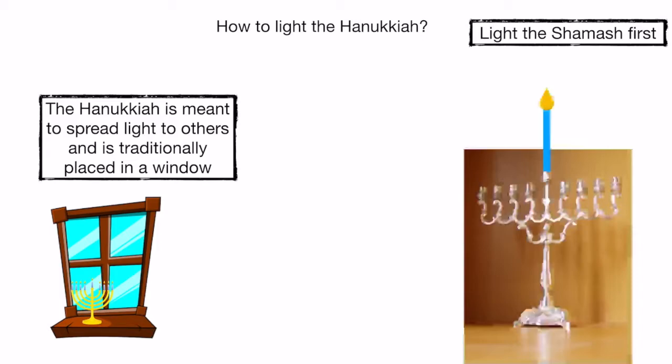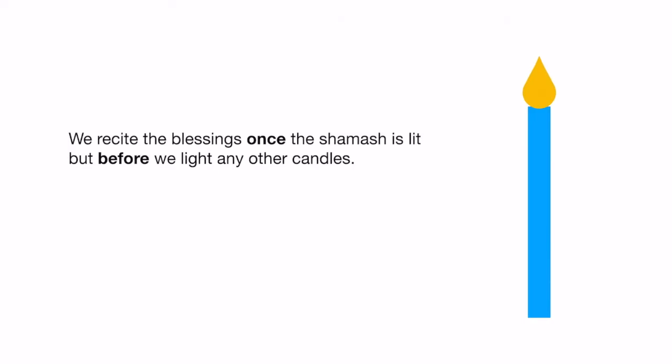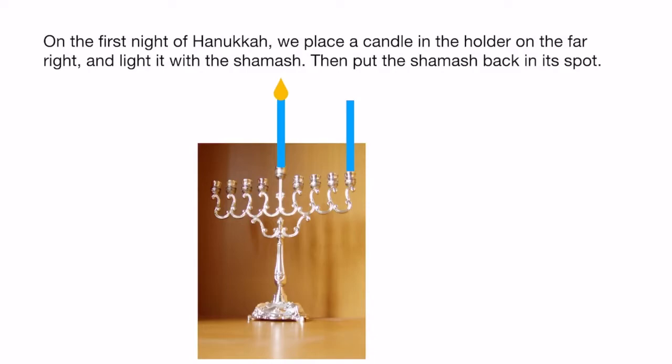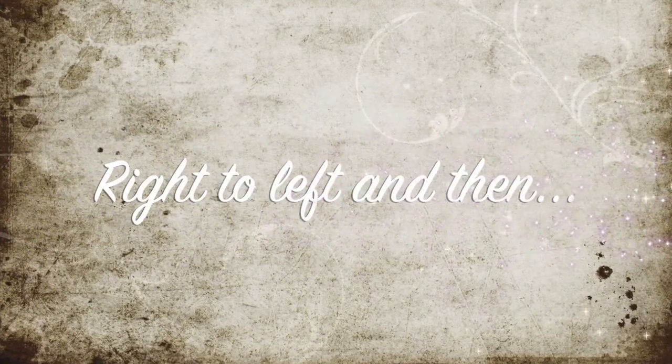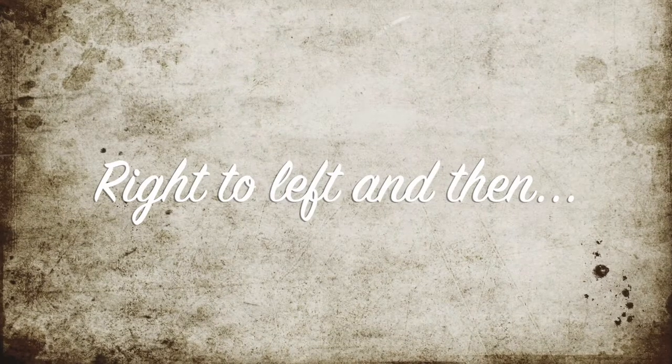Light the Shamash first. We recite the blessing once the Shamash is lit, but before we light any other candles. On the first night of Hanukkah, we place a candle in the holder on the far right and light with the Shamash. Then we put the Shamash back in its spot. On the second night, we light the candle second from the right, then the candle on the far right, and replace the lit Shamash. We put the candles right to left, but light them left to right.